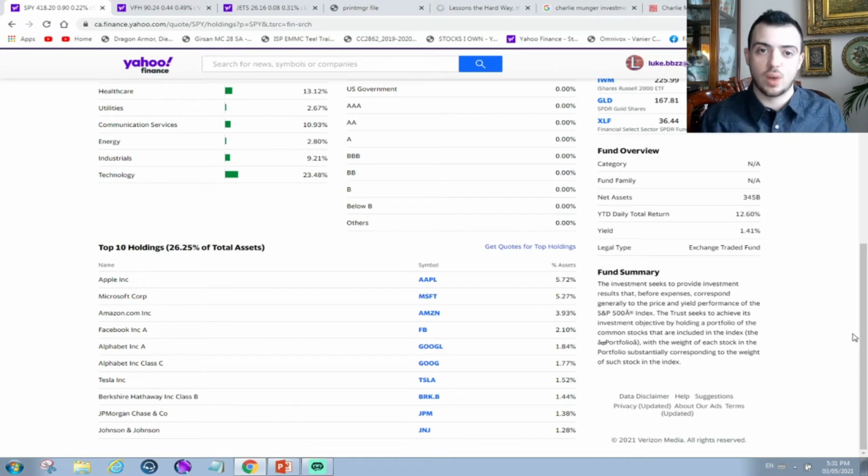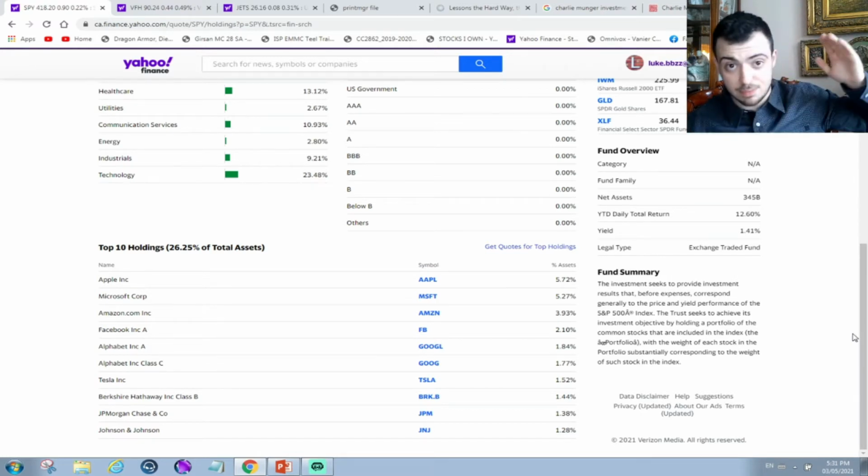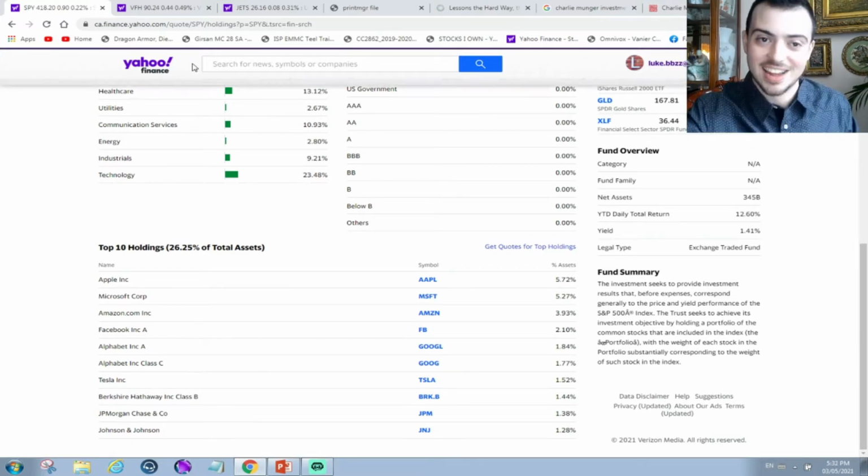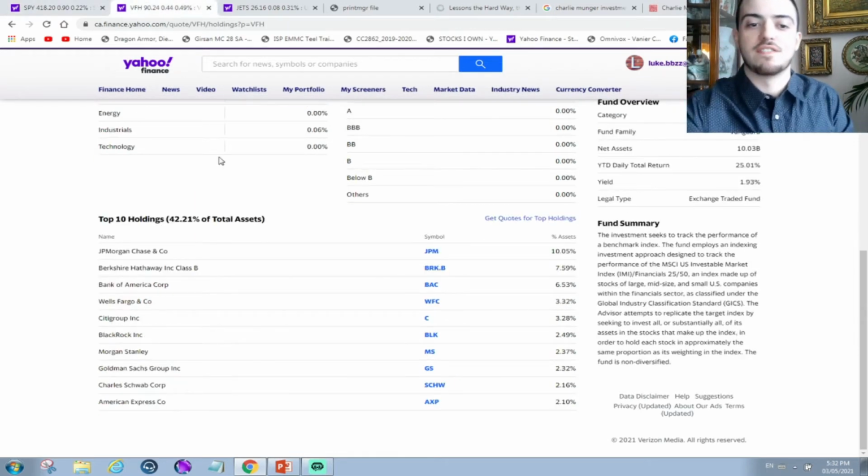It's a great way to limit the risk of mischoosing a company. So if I want to avoid choosing a bankrupt Apple, I could invest in 500 companies, and over the long term, those 500 companies are going to perform very well, and not all of them are going to go bankrupt. Another example, I mentioned before, VFH.